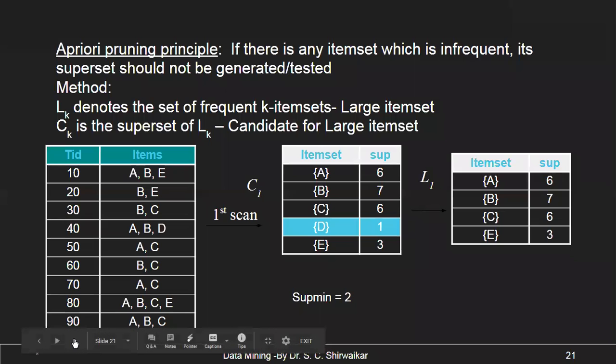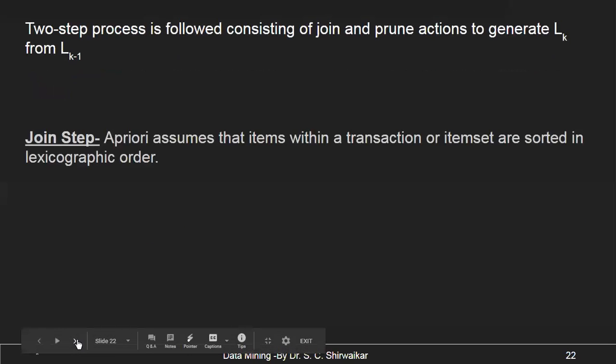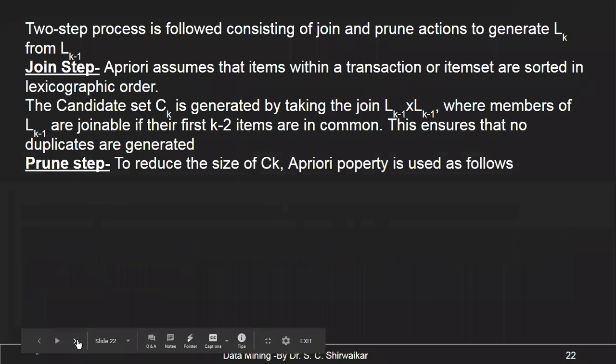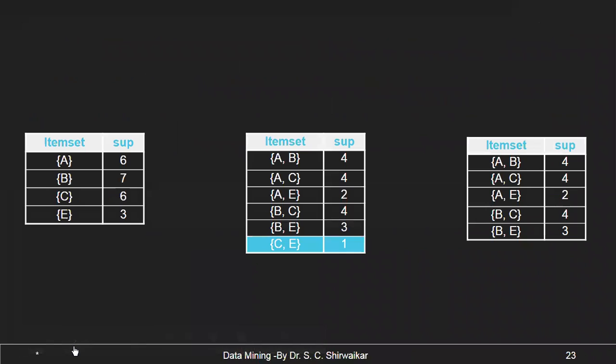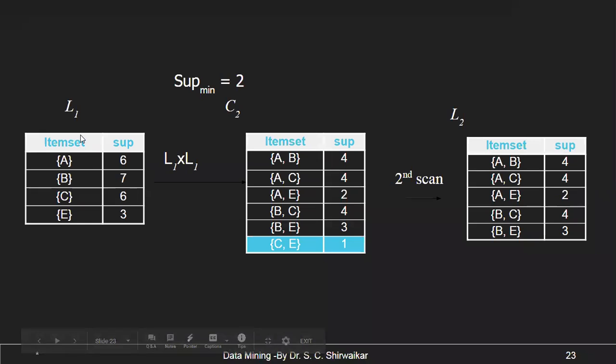So again, we have to scan a second time. Just concentrate here. The second step is a very important step that we have to perform here. First of all, what did we do? Candidate set generation. Then we have to do the pruning method. After the pruning method, we'll do the join step. So how will the join step be done? We'll focus on that part. Just concentrate here. After this, what will happen?